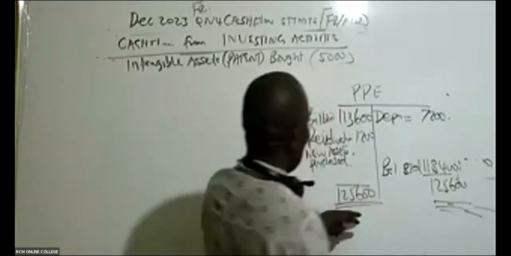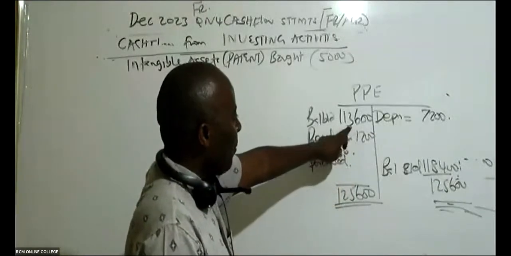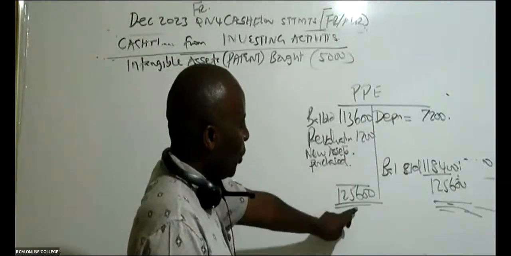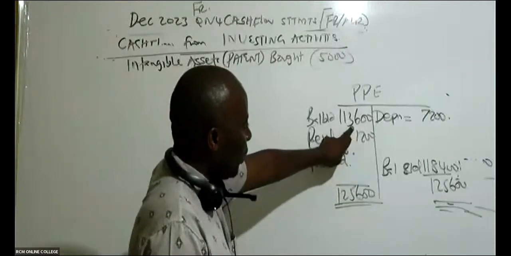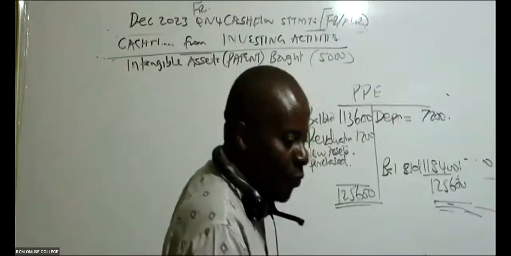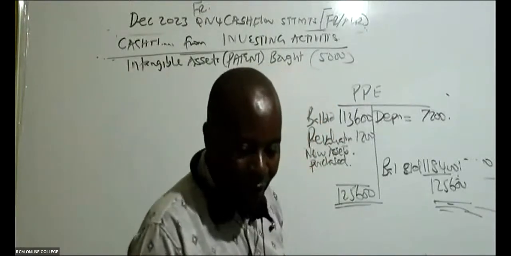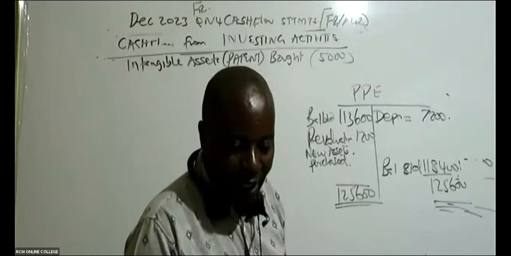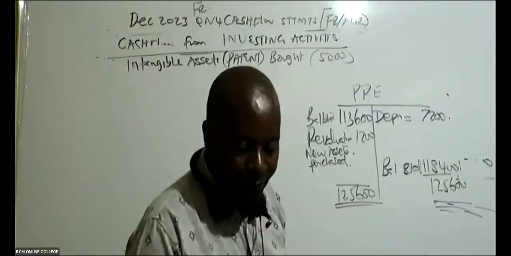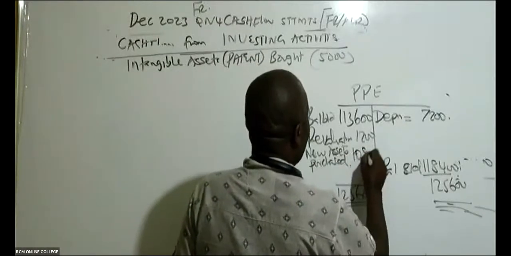So are you guys able to give me the balancing figure here? It will be 125,600 minus 1,200 minus 113,600. What are you guys able to get? So I'm being given a figure of 4,800. Is it 4,800 or 10,800? Who's telling me the truth? 10,800, eh? So I'm being told it is 10,800.